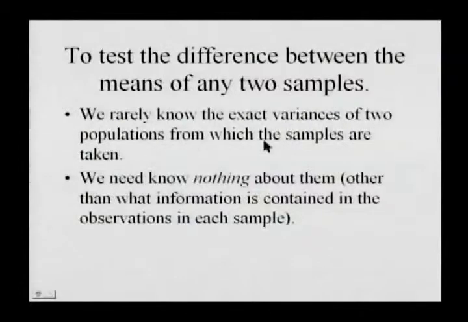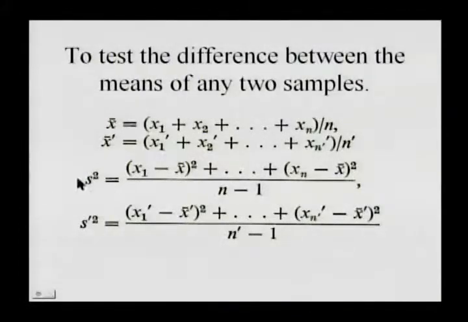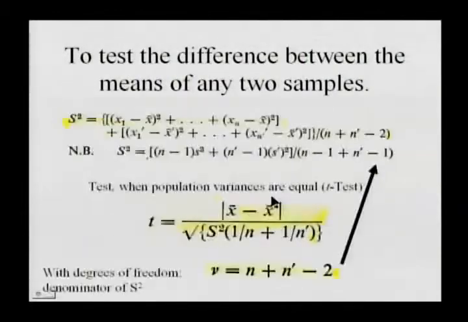We rarely know the exact variances of two populations from which the samples are taken, so we know nothing about them other than what information is contained in the observations in each sample. So we end up estimating the sample variance by either of these two formulas, for the two groups, and the means for the two groups. Now we want to test the difference between the means of any two samples where we have sample means, x bar and x bar prime. Obviously the formula is the sum of the observed data point values over the sample size. That's the typical calculation for the means. And the variance, the same, is the sum of the mean square differences over the degrees of freedom for each sample, S and S prime.